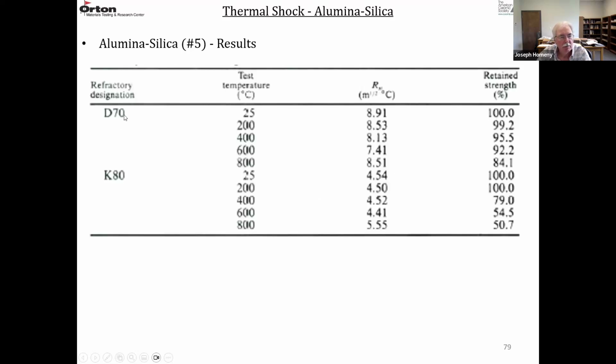So this table summarizes the results, the test temperatures from 25 to 800 degrees C, calculated RSTs. These are being around 8 or 9 for the 70% alumina, and the 80% alumina around 4.5 or 5. And the much better retained strength for the 70% alumina. Actually, it has 84% of its retained strength at 800 degrees C quenching. And then the 80% alumina only has 50% of its strength.